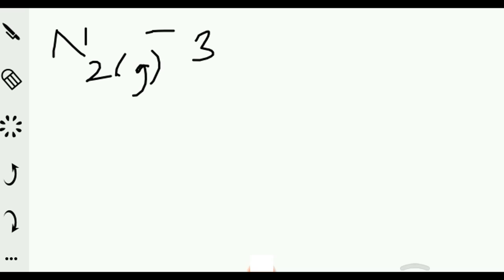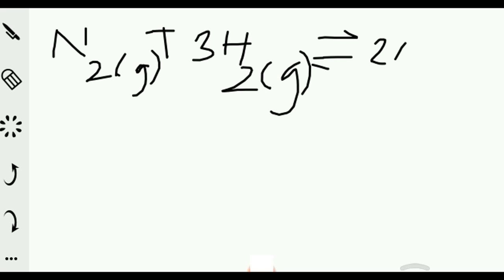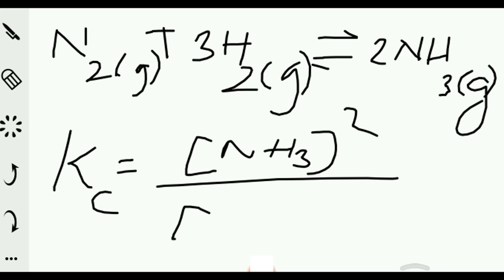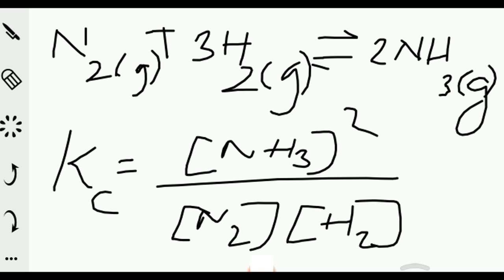So let's consider an example. N2 gas plus 3H2 gas gives 2NH3 gas. How to write the equilibrium constant? Kc is equal to the concentration of NH3 raised to the power 2 divided by the concentration of N2 into the concentration of H2 raised to the power 3.